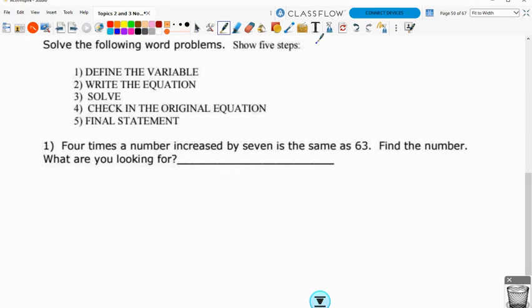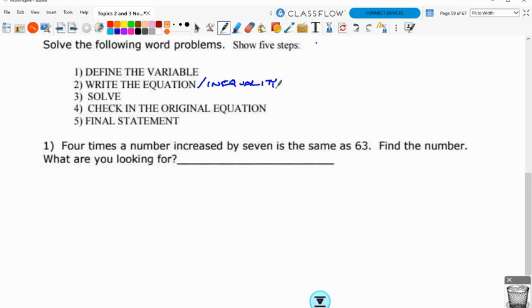When we're looking at word problems here, there's a series of steps that we're going to follow. We're going to define our variable by writing something called a let statement. And then we're going to write our equation or inequality, because in some cases we might be working with an inequality. We'll solve our equation or inequality, we'll perform some sort of a check, and then we'll make sure that we write a final statement that answers our question.